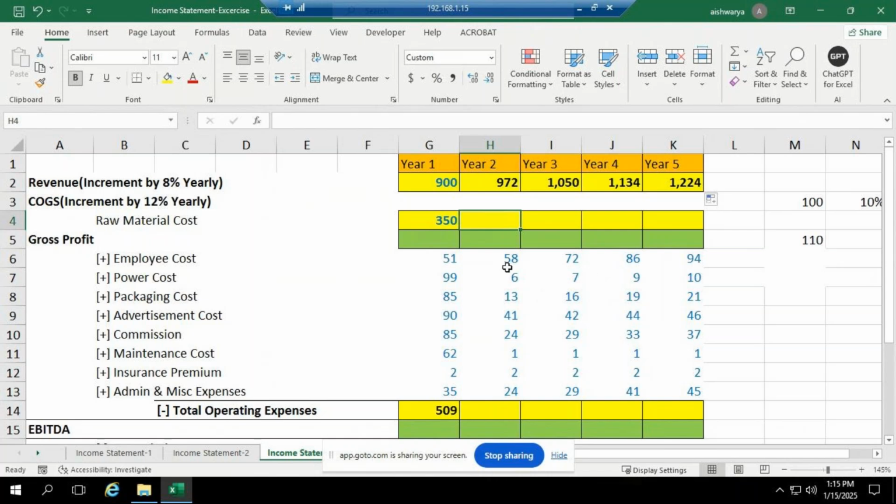Or else, the same thing, you just copy and paste it here. Again the same thing, you just edit this as 12% and then press enter. Now this is about 392, so you click and drag it over here, and automatically you will get the answers here.